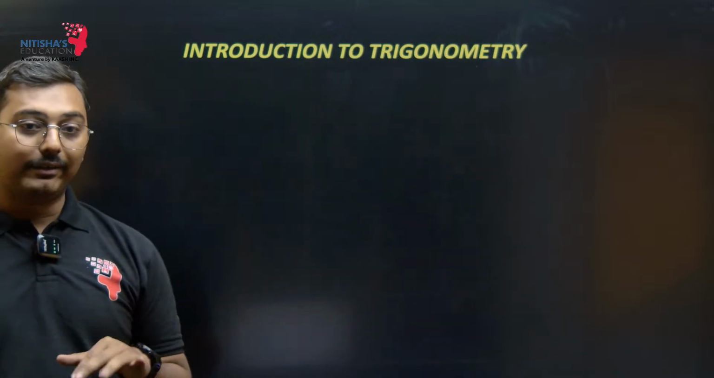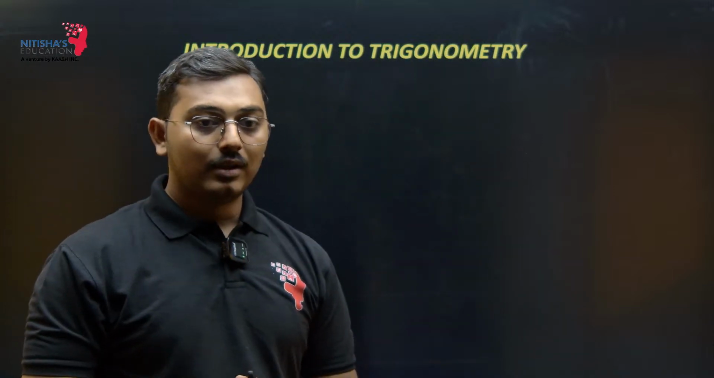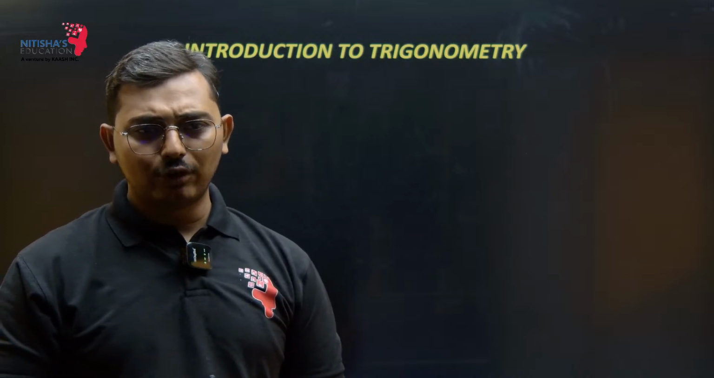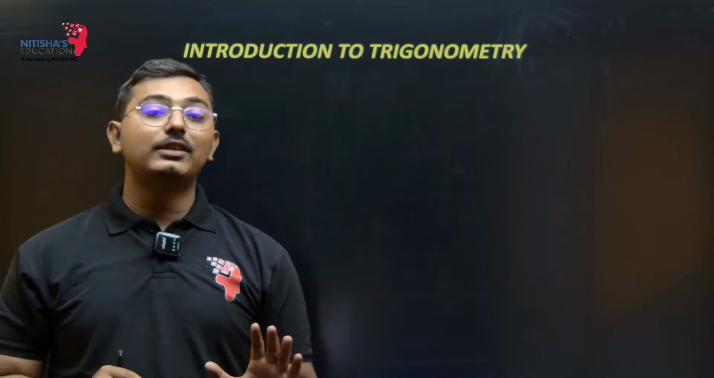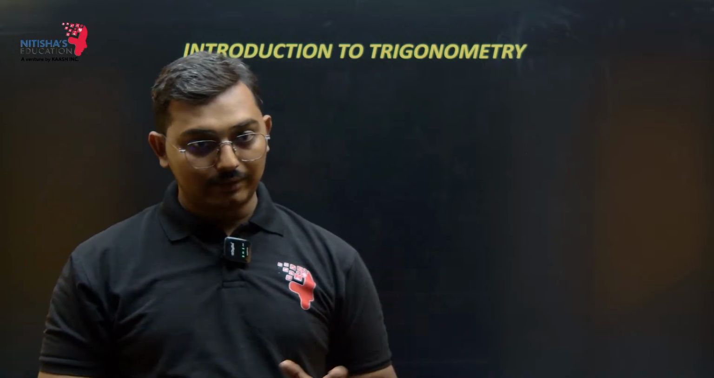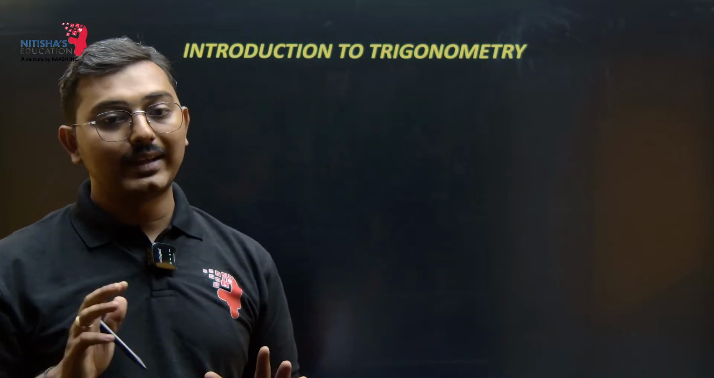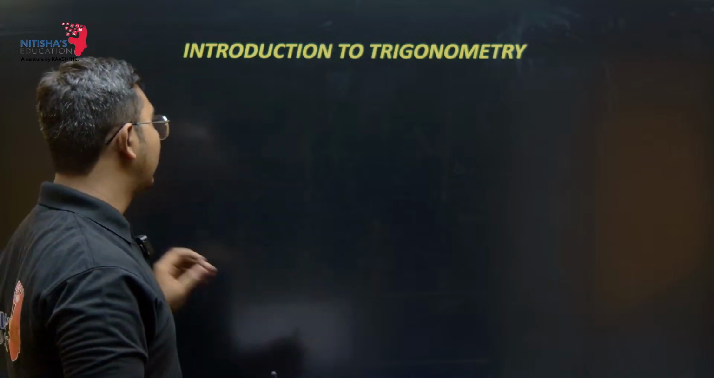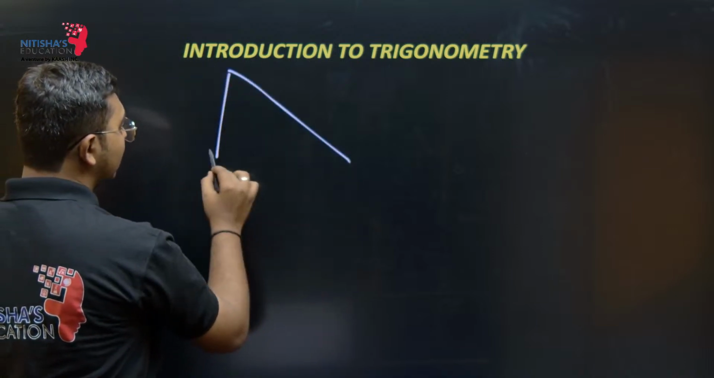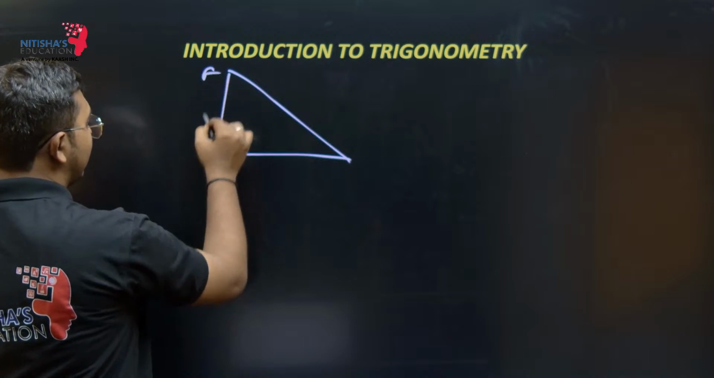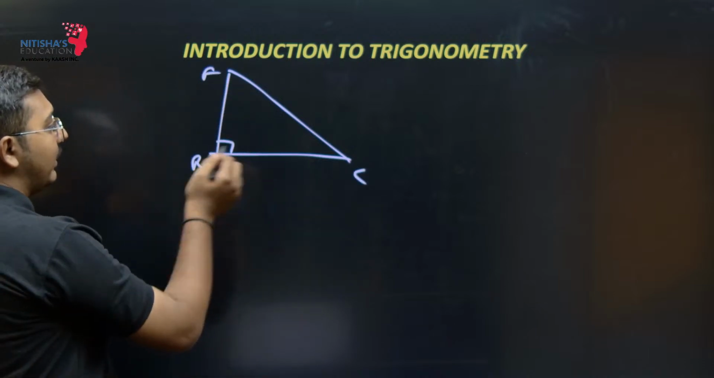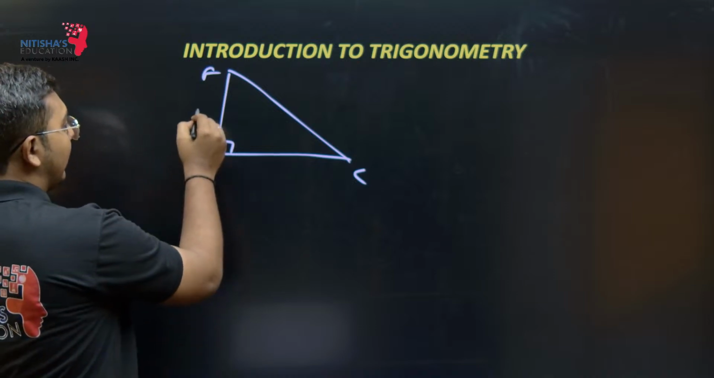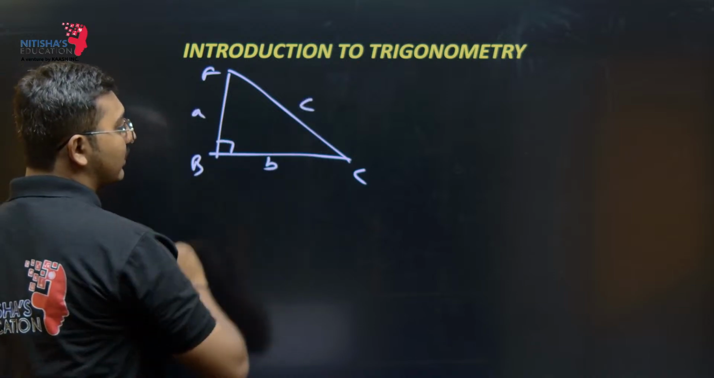Now let us revise the chapter trigonometry. So first and foremost thing, what is trigonometry? It is nothing but the relation between the sides of a right angle triangle. Different kinds of relation between the sides of a right angle triangle. Let us consider this is the right angle triangle, right angle at B. This is A, B and C. Now name the sides of this triangle. It is small a, small b and small c.